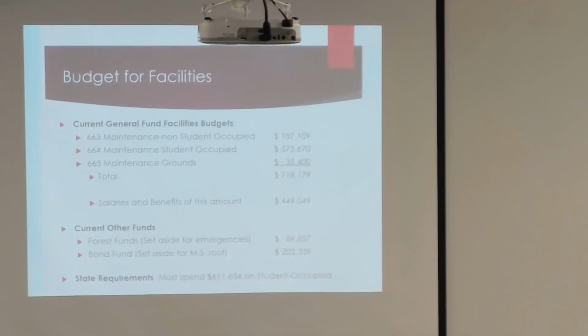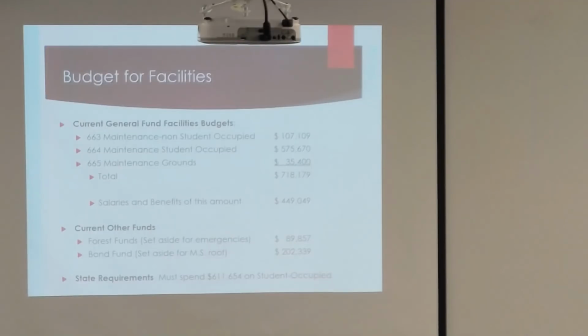Our budget currently for our facilities is $107,109 in maintenance of non-student occupied facilities. Non-student occupied facilities is everything outside the building. So if we spent money on the parking lot, that would be considered spending money on a non-student occupied facility. You don't have to try to make logic out of it. This is a legislative decision that they made in some laws, and that's how they defined it. So this would also include our bus garage and our maintenance facility that we have.